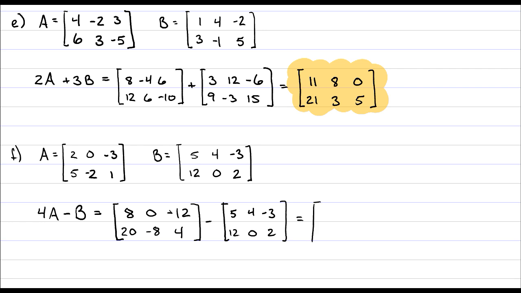So when I perform the subtraction, I get 3, minus 4, minus 12 minus negative 3 is minus 9. 20 minus 12 is 8. Minus 8 minus 0 is minus 8. And then 4 minus 2. Okay, so that's the result for part F.